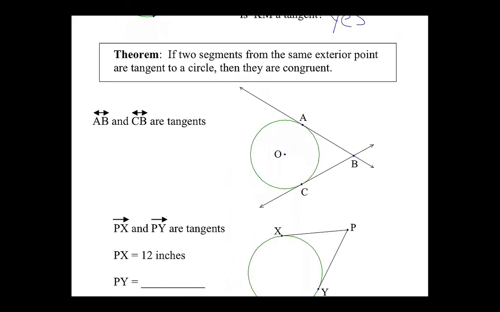Here's another theorem that we're going to be using. If two segments from the same exterior point are tangent to a circle, then they are congruent. You have to understand exterior. Point B is the exterior point, and I have two tangent lines, one hitting A and one hitting C, coming from that same point. So the two segments from that exterior point are congruent. So in this picture, we know that AB is congruent to CB because they came from the same exterior point. Very simple theorem to use.